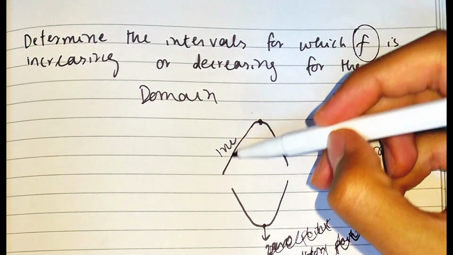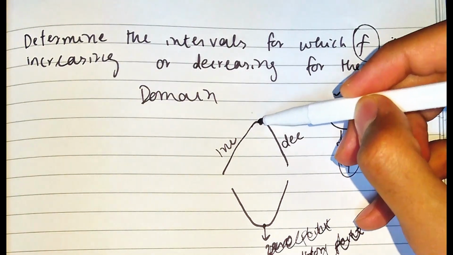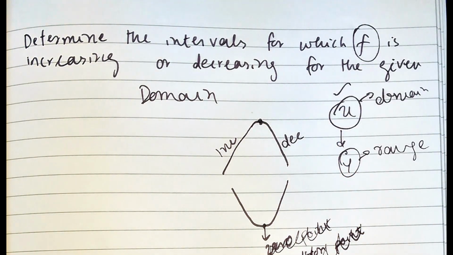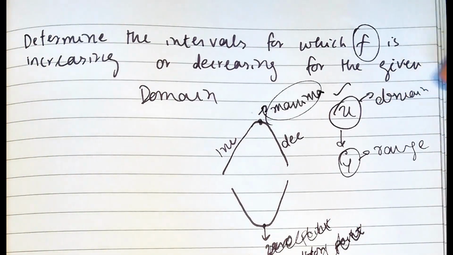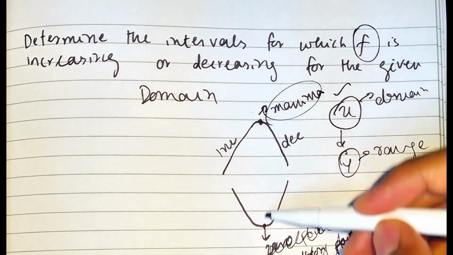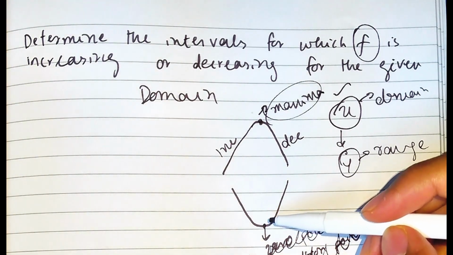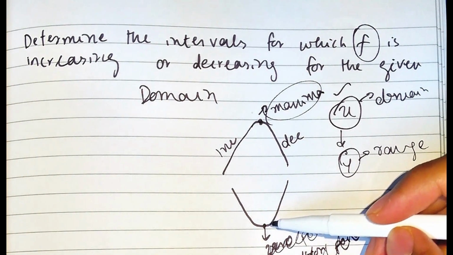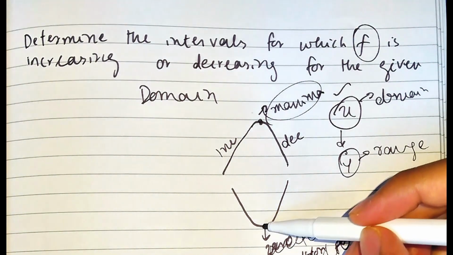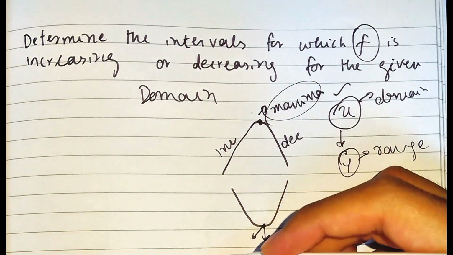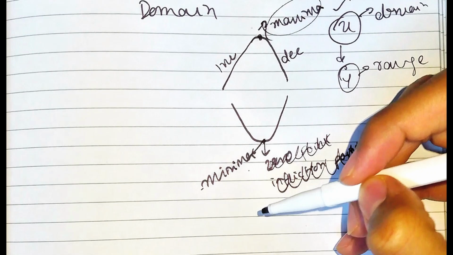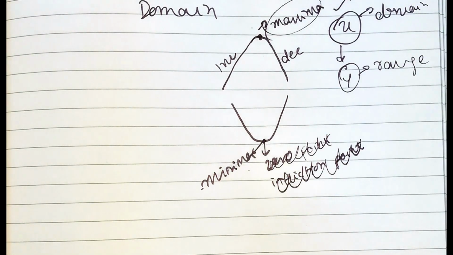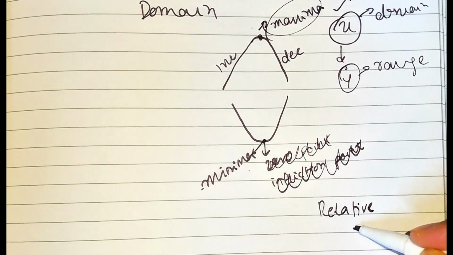If the graph is increasing and this point, the point which is constant, is located at the height of the graph, it is known as the maximum point. And if this point is located where the graph is going downwards, at the point where the graph is decreasing, that point is known as the minimum value. And this maxima and this minima combined are known as the relative extrema.